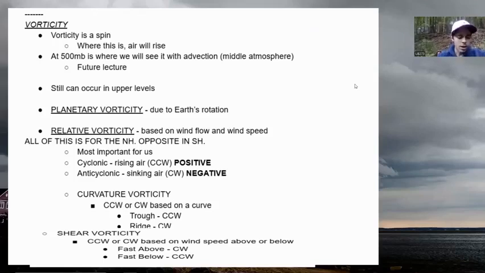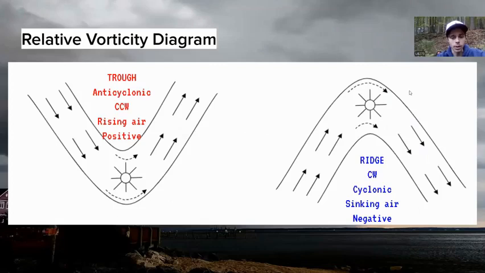Within the relative vorticity, we could have curvature or shear, and we're just going to look at that. So this is going to be curvature. So we're going around a curve. All these different things go together, so you'll want to just remember these as pairs.